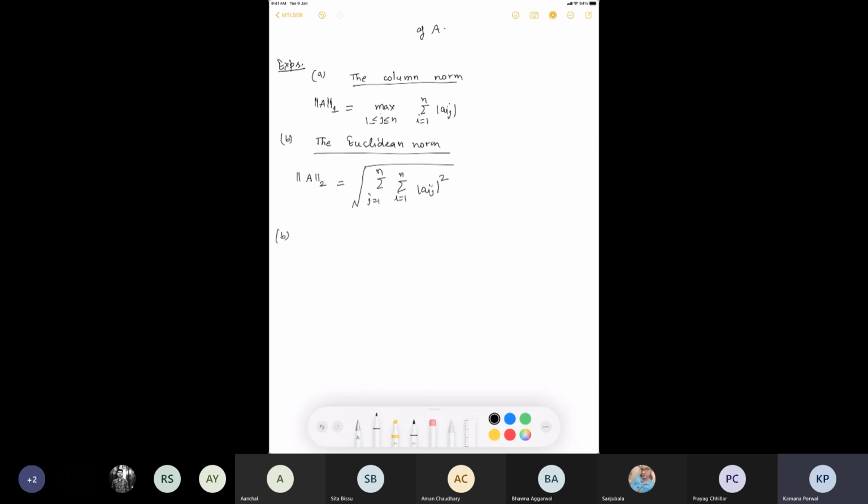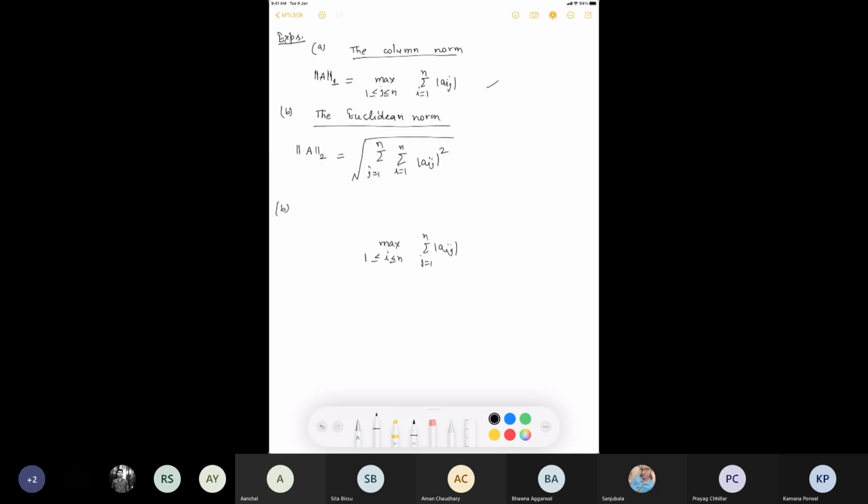Okay, and next we can define. So here you can see that I have taken the summation over the rows and took the maximum over the columns, right? I can do the other way around. I can take the summation over all the columns and then take the maximum over all the rows. Right? So this also satisfies all the properties of the norm, and we are denoting it by these parallel lines and infinity in the subscript. This is called the row norm.